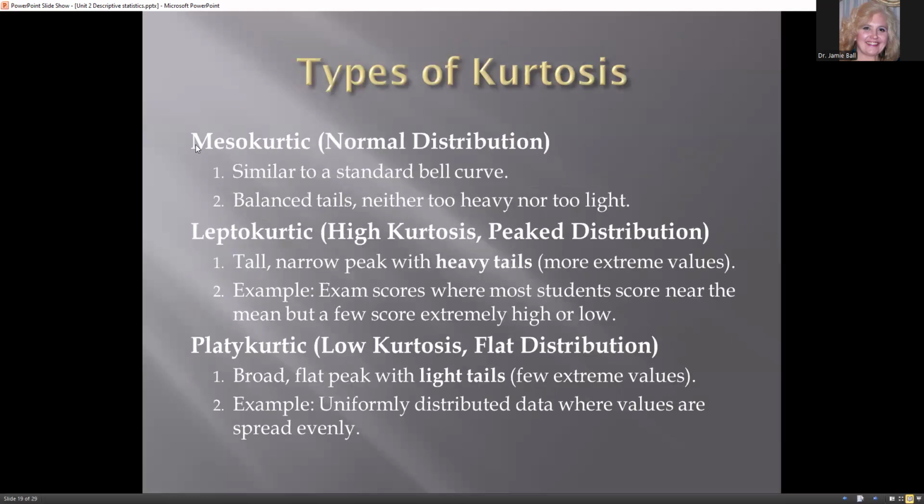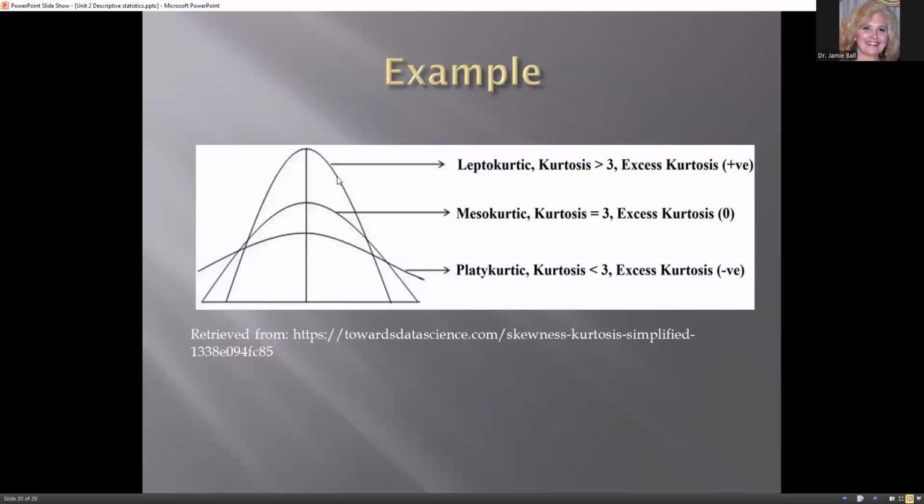So here are our types. There's mesokurtic, which is normal, balanced tails. Leptokurtic is very peaked, very pointy, high, tall, narrow distribution. And platykurtic is low, that's relatively flat and wide. And I have a picture of it right here, so you can see what those mean.